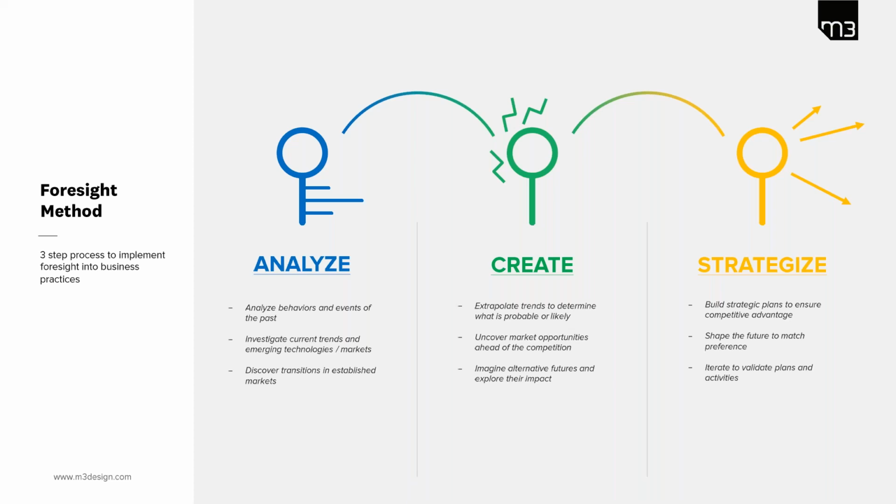The way we do foresight is really a three-step process. The first step is to analyze what has happened in the past, events that have already transpired, and to look at current trends and emerging technologies and understand where they are in the market and how that might adapt. The second step is really a creative endeavor of exploring alternative futures and extrapolating today's trends, trying to understand where they might go and how they might play out. The third step is to strategize, to build a plan around the things you've learned in the first two steps and shape that to where you want to get.